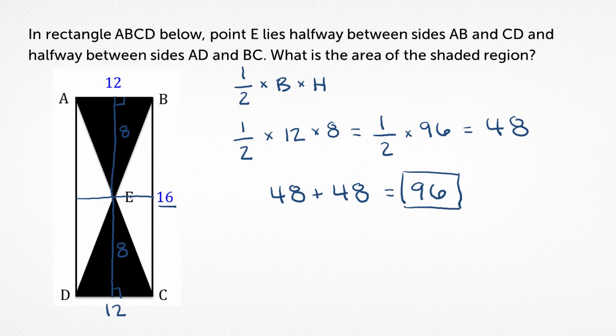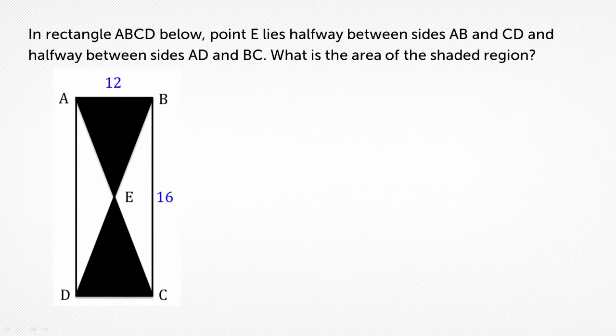So let's clear off our screen and see what else we could have done to approach this question. Now, I could also think of the area of the shaded region as the area of the entire rectangle minus the area of the non-shaded region, okay? So I know that the area of the rectangle is just the length times the width. So the area of the rectangle would be 12 times 16, which equals 192.